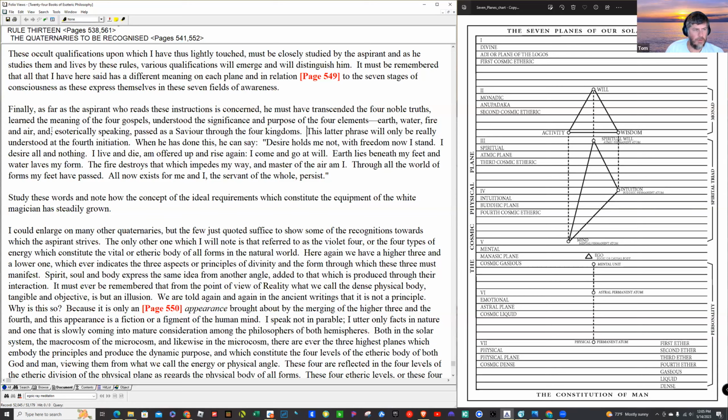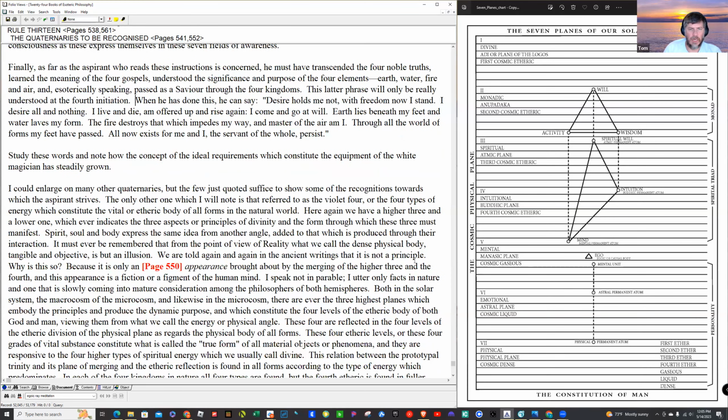Latter phrase will only be understood at the fourth initiation. When he has done this, he can say, desire holds me not. With freedom now I stand. I desire all and nothing. I live and die, am offered up and rise again. I come and go at will. Earth lies beneath my feet, and water laves my form. The fire destroys that which impedes my way, and master of the air am I. Through all the world of forms my feet have passed. All now exist for me, and I, the servant of the whole, persist.